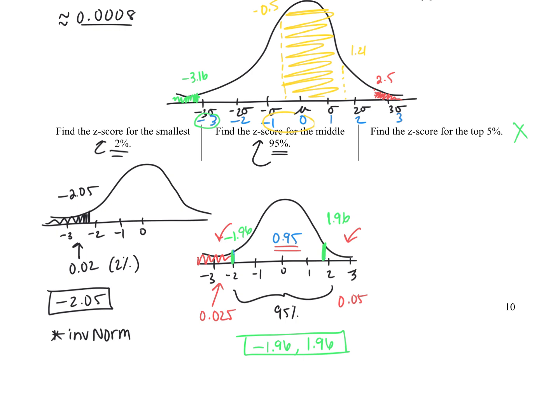Anyway, now we know how to use the calculator for standard normal distributions when we have z-scores. But the question is, what do we do if we're not talking about z-scores? We're talking about a different normal distribution where maybe the mean is not 0 and the standard deviation is not 1. How do we do that on the calculator? That's what we're going to look at next.